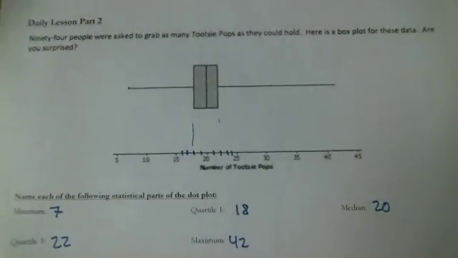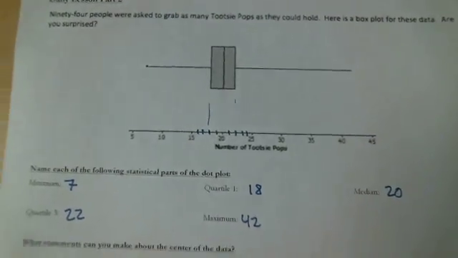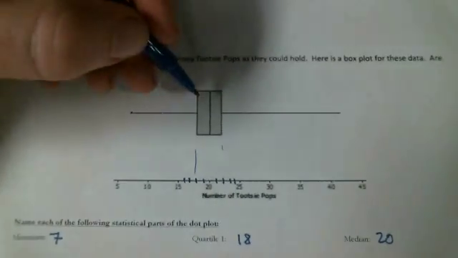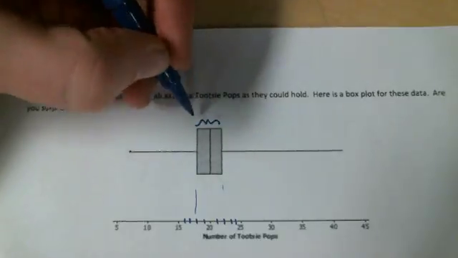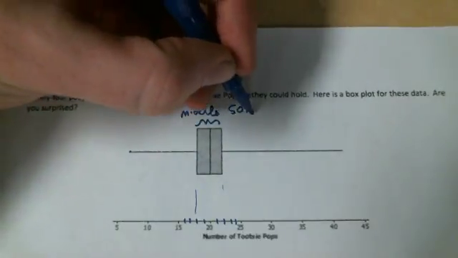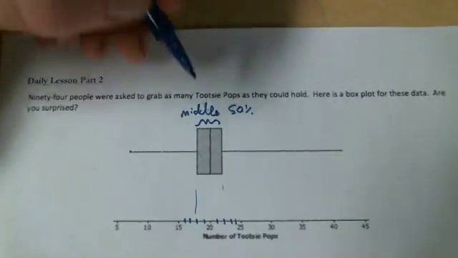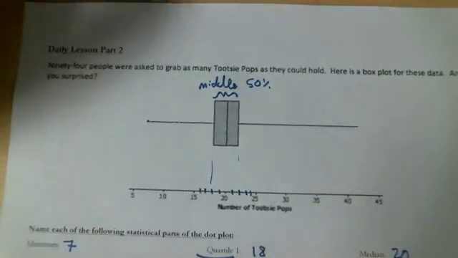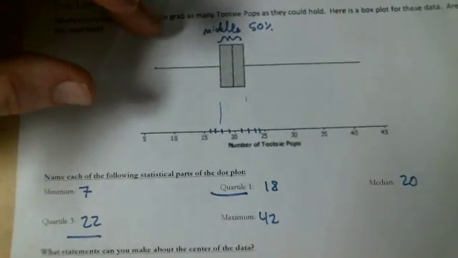So again, this shows the number of Tootsie Pops people can hold in one hand. So let's think about what we can say about the center of the data. The center of the data is our box. And remember, this represents the middle 50%. So that's half of our data bunched up just between 18 and 22. So that's half our data all bunched up there.